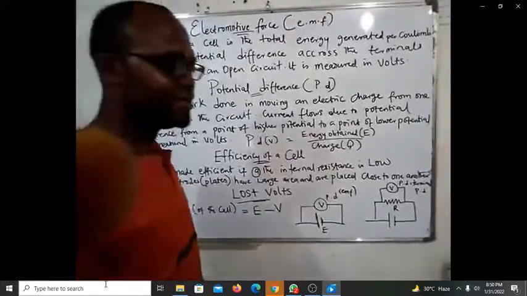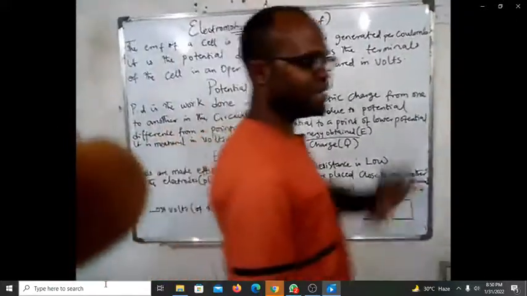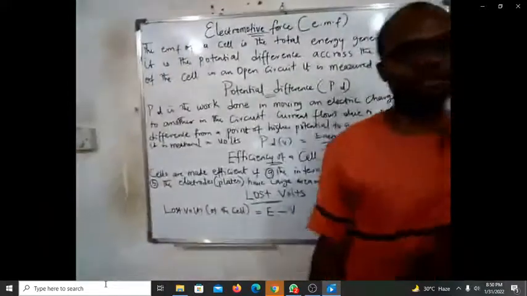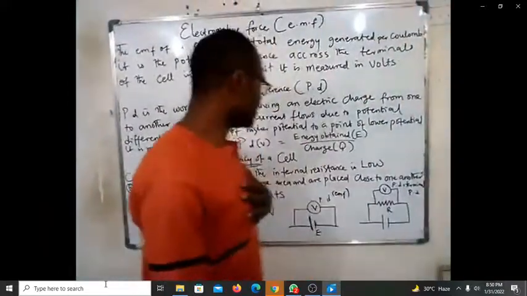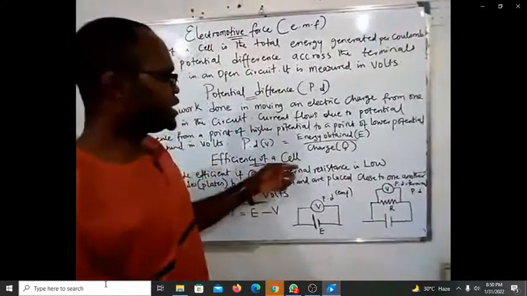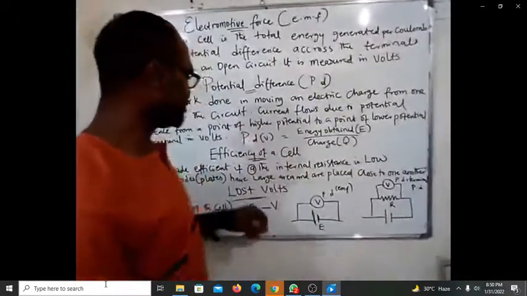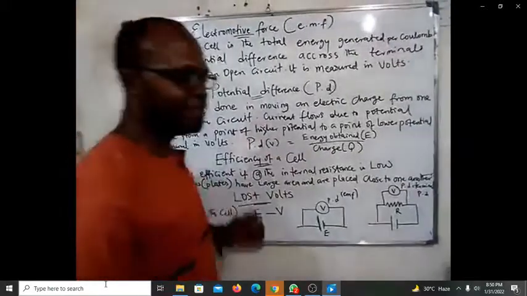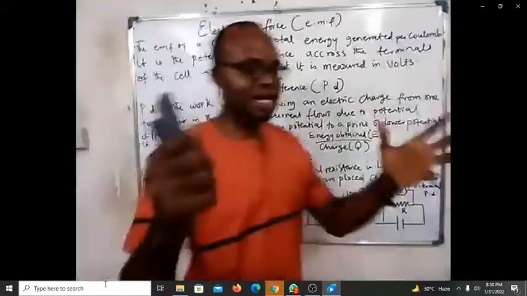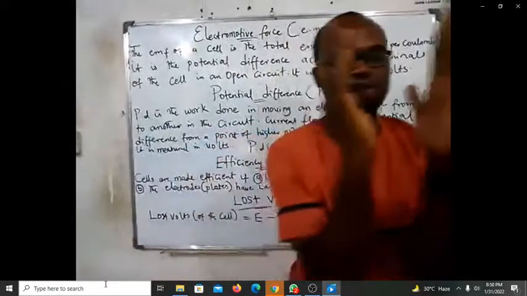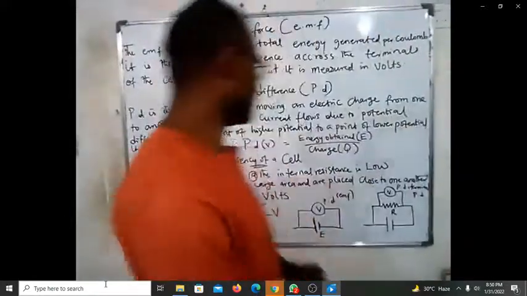Efficiency of a cell, like I told you: what supplies the charges that move through the circuit that causes electric current is the cell. For the cell to be very efficient, it has to have low internal resistance, and the surface area of the plates or the electrodes has to be very large, and the electrodes or the plates have to be kept closer to one another.